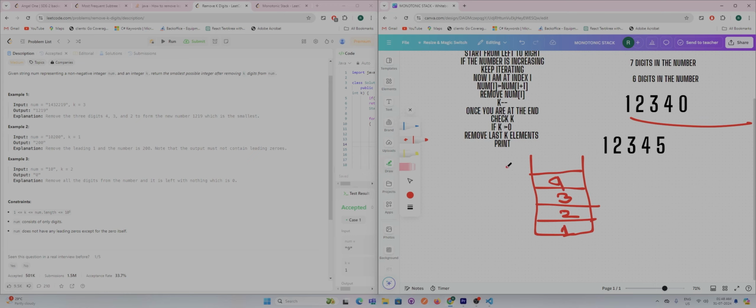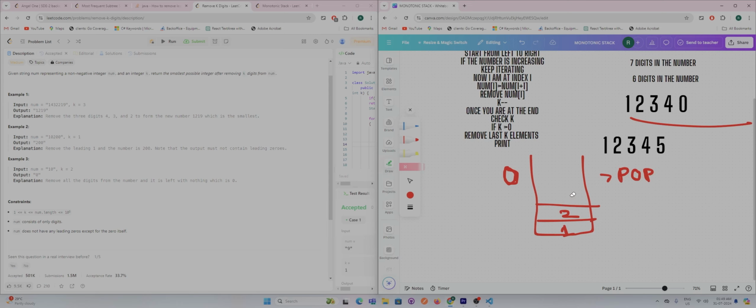And now when I go to 0, I'm going to compare the top element of the stack with this 0. I see that the top element is greater than 0, so I'm going to pop this top element. Once I pop it, now I have 3 2 1. Now same thing, I'm going to compare 0 with 3.